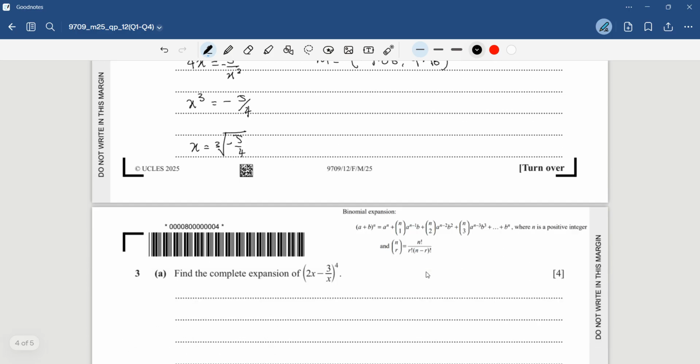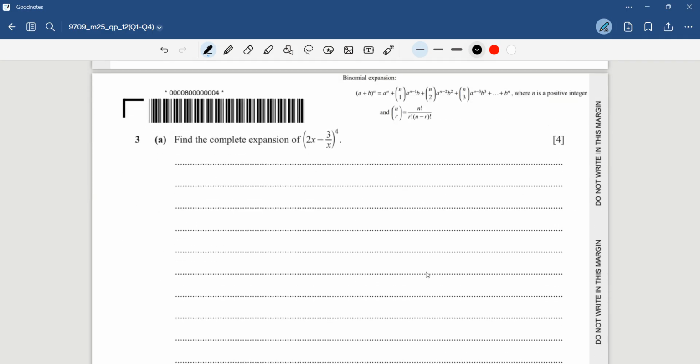Okay, now we go to question number 3. Find the complete expansion of (2x minus 3 over x) to the power of 4. For this, we are going to use the binomial expansion. I already took the formula from your formula sheet, so you can utilize this.